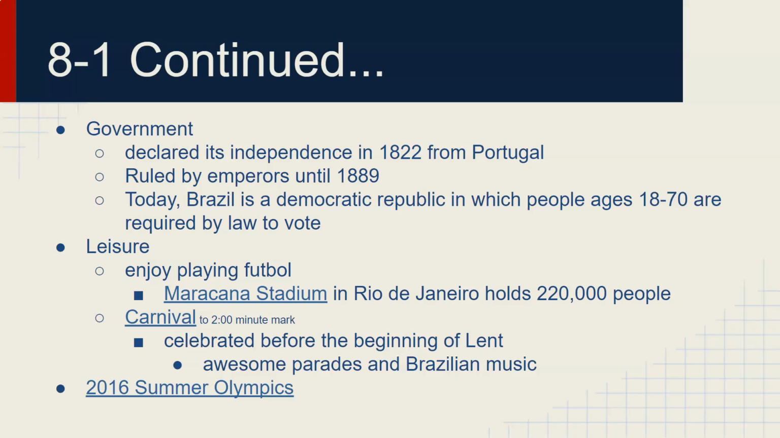But one of the things that's interesting about the republic is that people who are aged 18 to 70 are required to vote by law. They do have to vote in elections. And so it's a very interesting contrast to countries like the United States where it is optional. And what would our country look like if we made everybody vote? It's an interesting prospect to certainly think about.